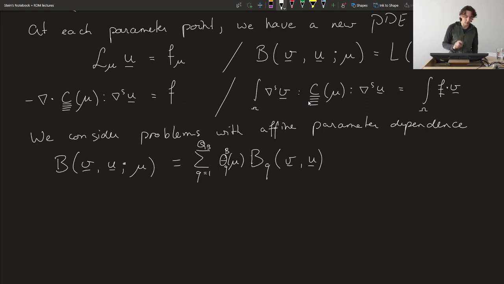Yeah, but I want to rehearse this a little bit. So we're going to assume that our bilinear form, which encodes the partial differential equation, can be written as some summation of bilinear forms independent of any parameter multiplied by some function of parameters. And we assume the same thing for our linear form.